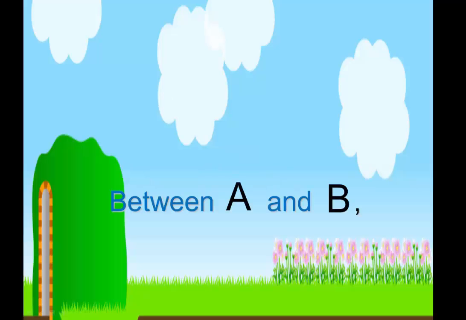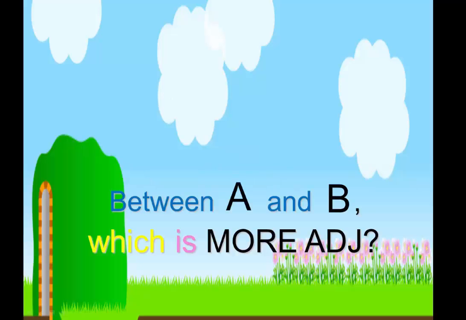Now in English, we'd say between A and B, which is more, and then we would use our adjective. So which is more interesting, which is more difficult, and so on. Now our basic sentence pattern in Japanese goes like this. We've got our A first, that's the one we're comparing B to, and then we're going to link it with to. So A to B, and then dewa. That tells us it's between those two things. That's what we're comparing, A to B.